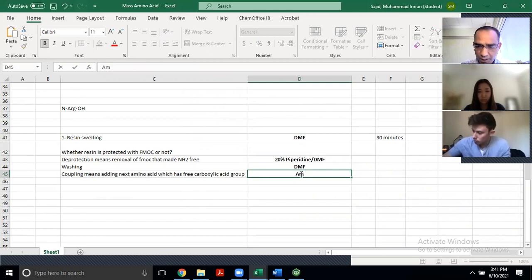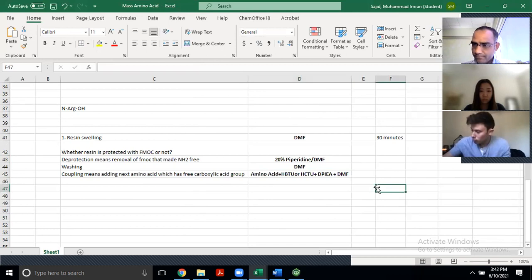The coupling mixture is made up of amino acid plus HBTU or HCTU, okay? Then plus DIPEA and then plus DMF. Got it?